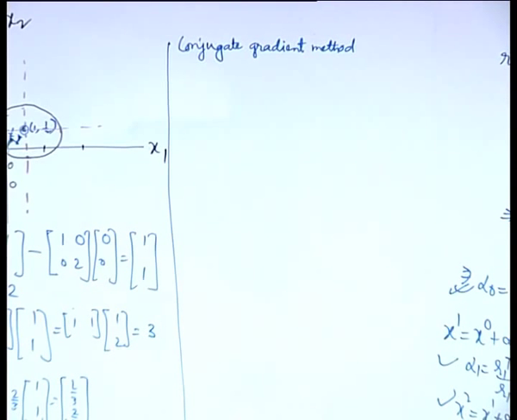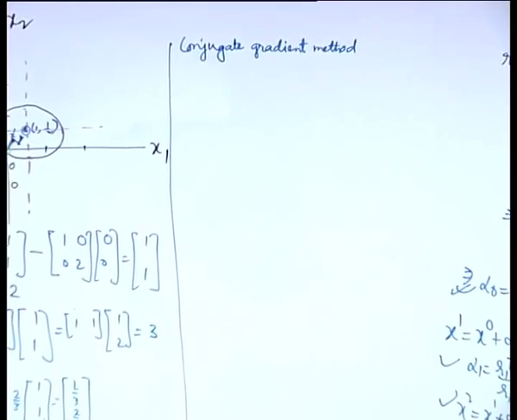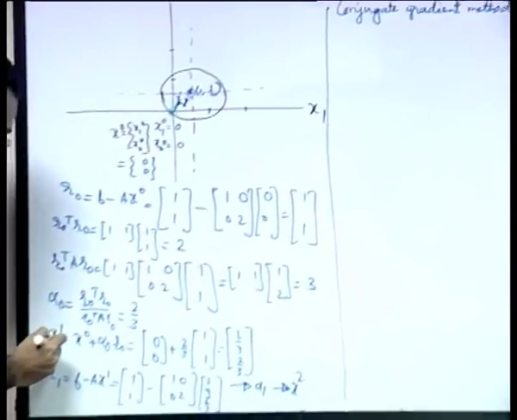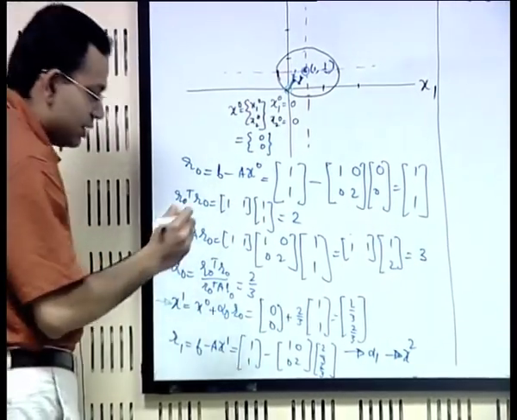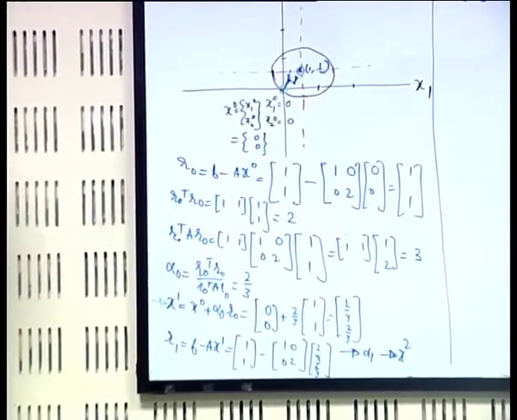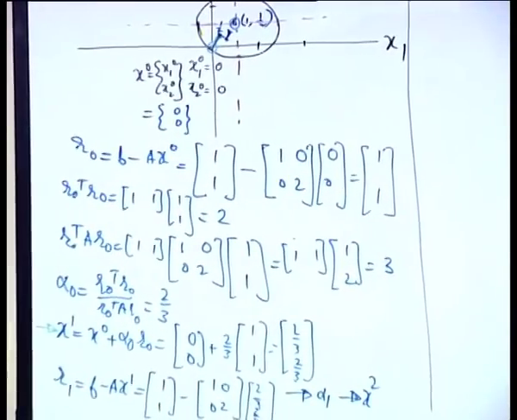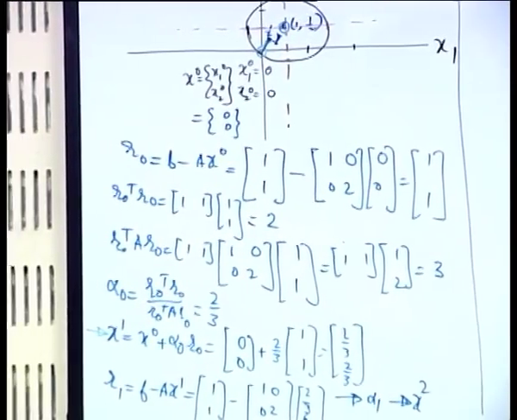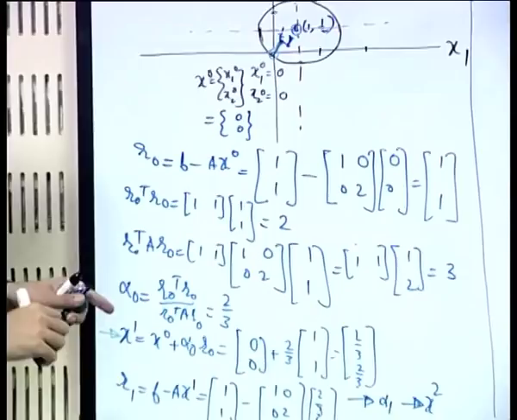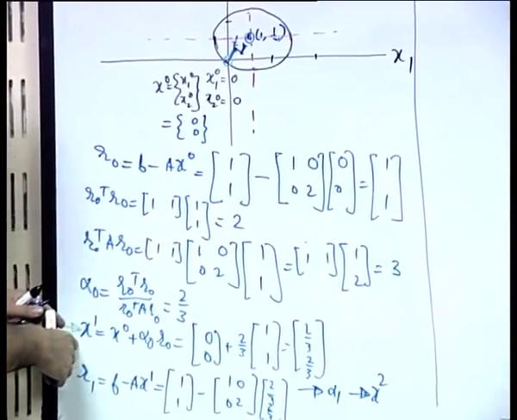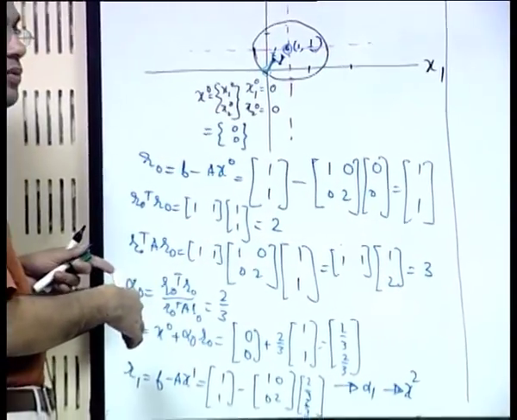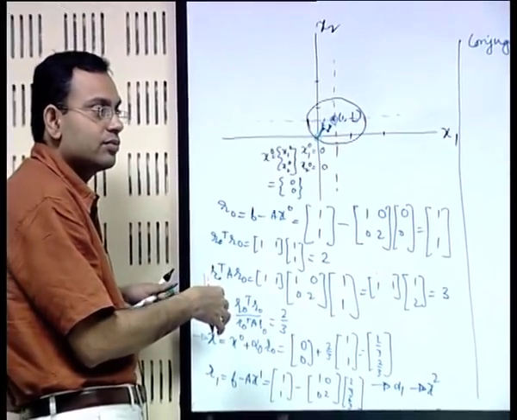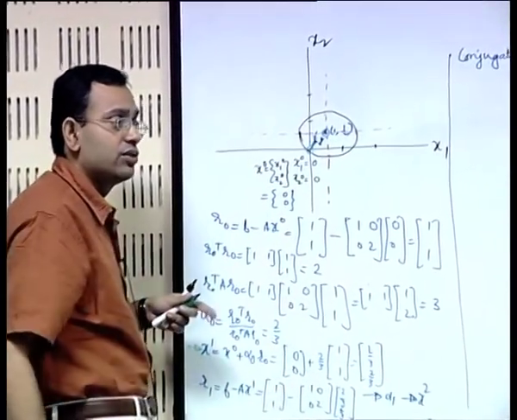So in this method, what is done? First you calculate up to x1, that is fine. Then you try to make a modification. What modification? We first calculate x1 and then we see that it requires a lengthy number of steps to reach the final solution.